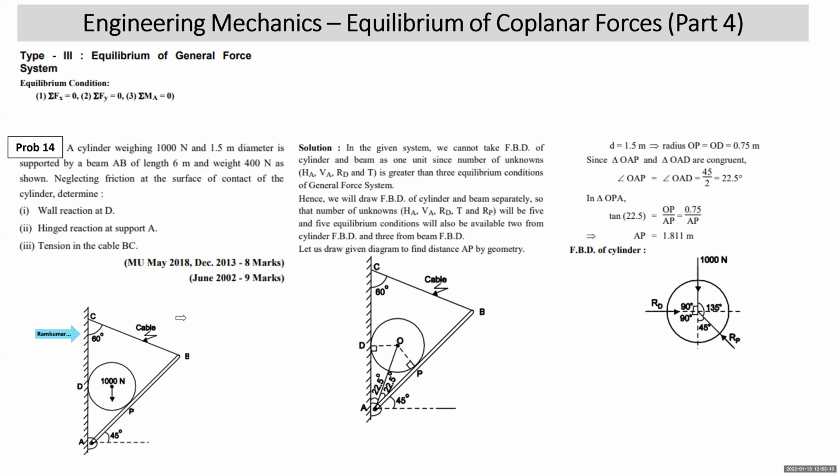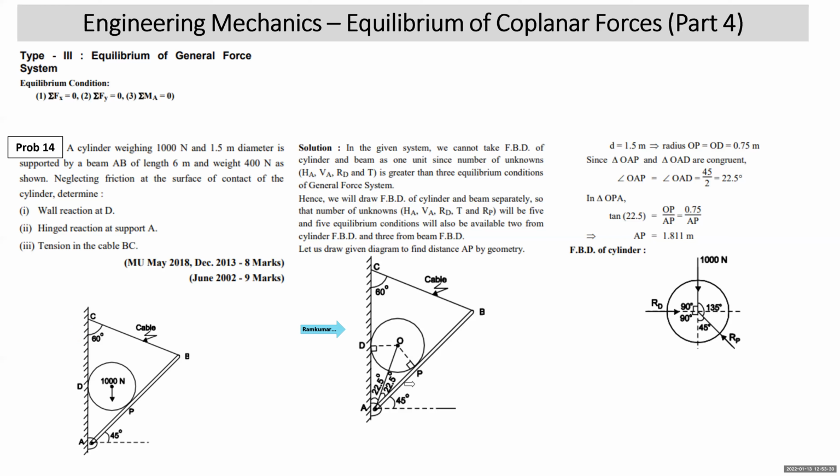Now, we need to draw the given diagram as it is also. Why? Because we have to find the distance AP. To find the distance AP, a little geometry has to be done. What way will the geometry be done? From the center of the cylinder, draw perpendiculars on this side and this side.